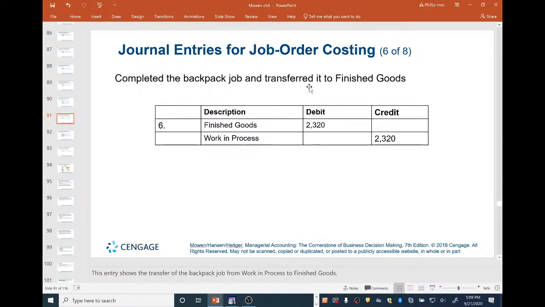Completed the backpack job and transferred it to finished goods. So now once again we're just moving it from work in process to finished goods. So we debit finished goods, reduce our work in process. That increases finished goods account. This reduces work in process account. Just swapping where it belongs.